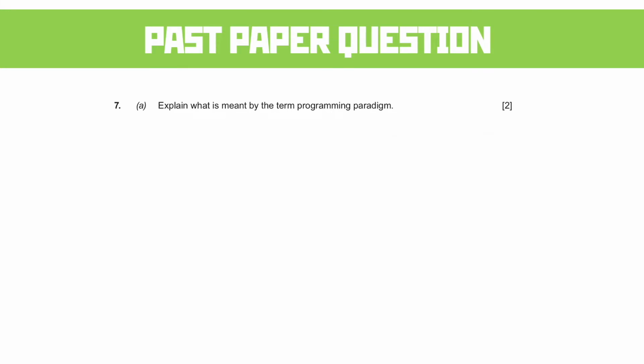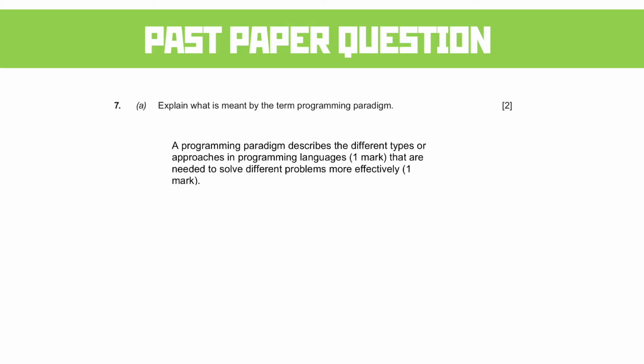So the technical answer for this is that a programming paradigm describes the different types of approaches in programming language. There's a mark for that part, that are needed to solve different problems more effectively. Okay, so that makes sense, doesn't it? It's breaking it down into two parts, but essentially the basic solution is there. It is different ways of programming to help solve different types of problem.